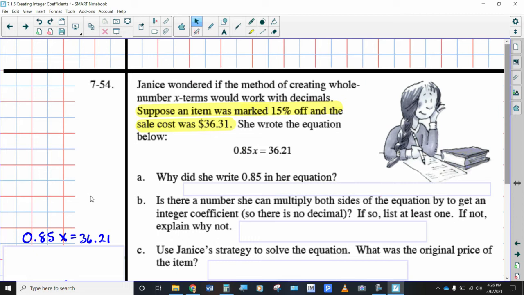All right, now let's think of it in terms of decimal numbers. Janice wondered if the method of creating a whole number x term would work with decimals. Suppose an item was marked at 15% off and the sale cost was $36.31. She wrote this equation right here.